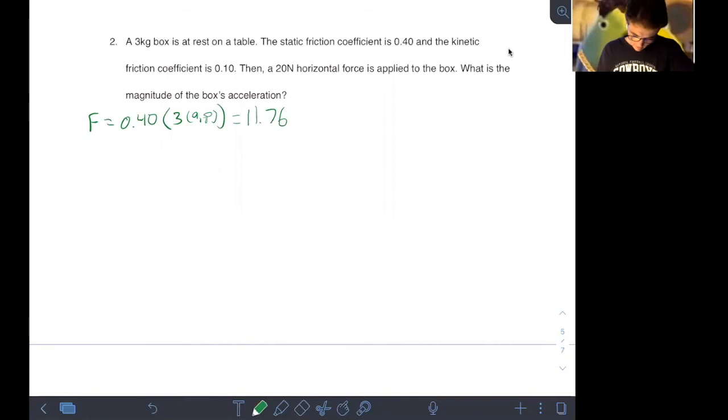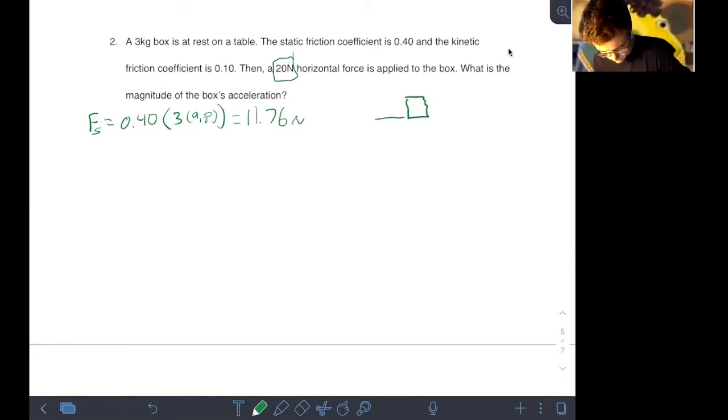Okay, newtons. Cool. So we need at least 11.76 newtons to overcome the static force of friction, and we have 20, right? So we're chilling. Okay, so this is static. Let's see, label it. Okay, so let's draw out sort of a little diagram.